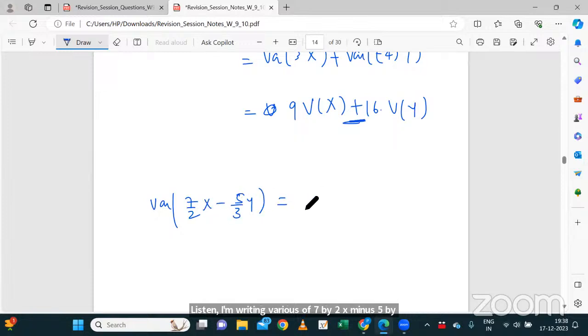So this is any constant. So 7 by 2, can I simply not write it like this? Tell me, try mathematically. Is this true or not?